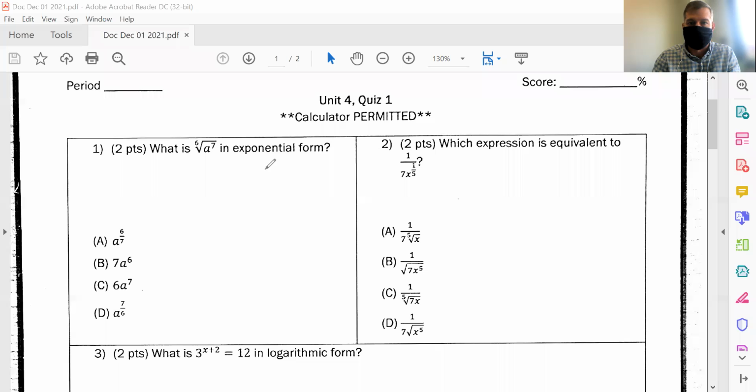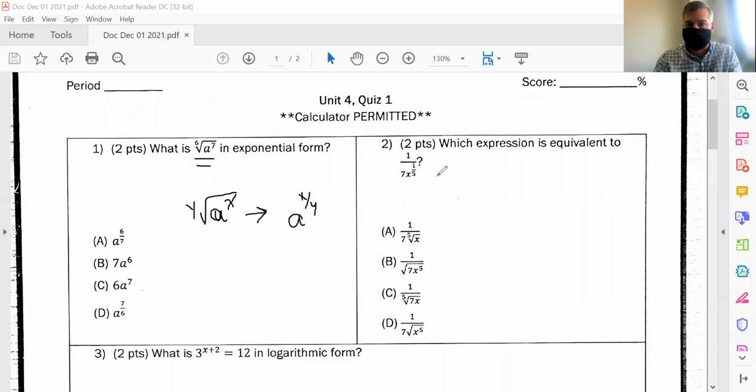A couple things to remember about this. Number one, this is in radical form. Let's call this a to the x radical y. That's always going to be converted by putting your inside on top and your outside on bottom. Done. So just kind of look at that form, match up here.